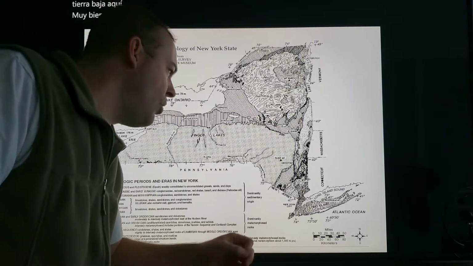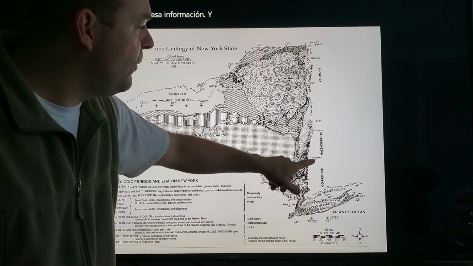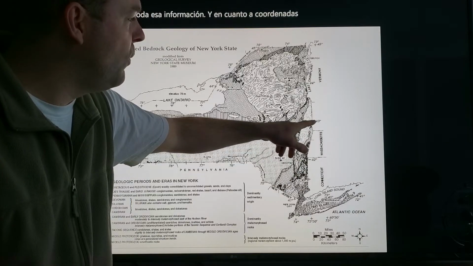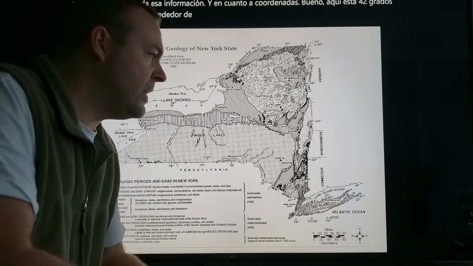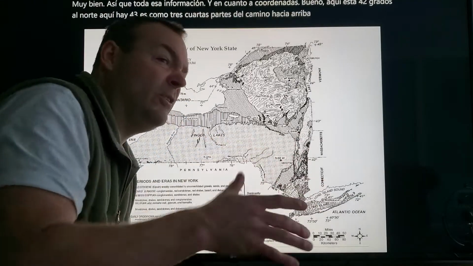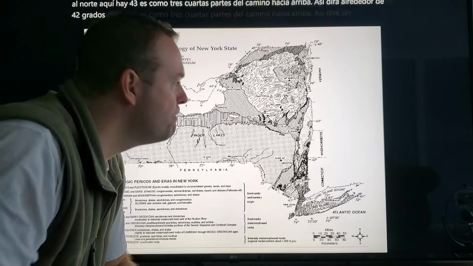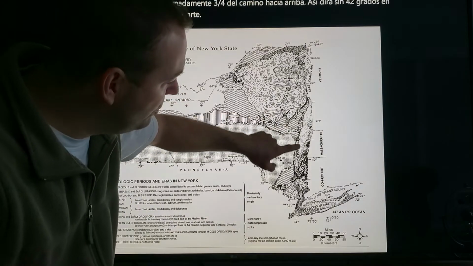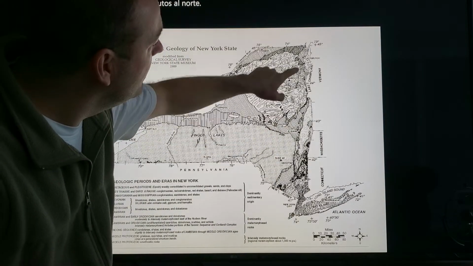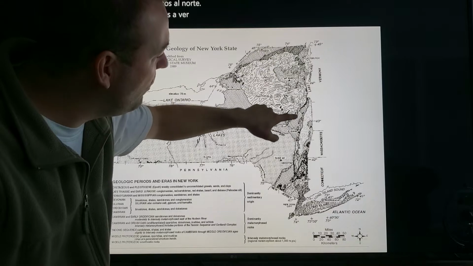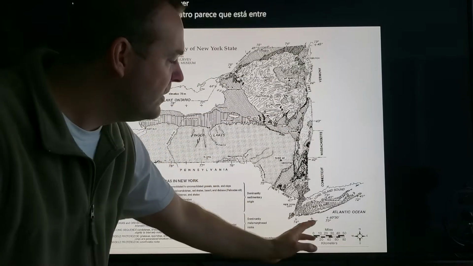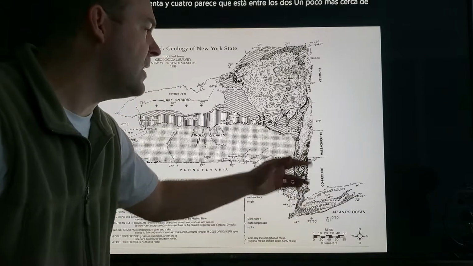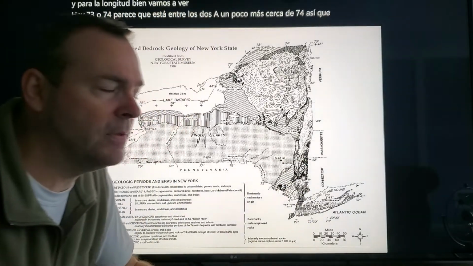And as far as coordinates, well, here's 42 degrees north. Here's 43. It's about 3/4 of the way up. So we'll say about 42 degrees and roughly 45 minutes north. And for longitude, well, let's see. Here's 73, here's 74. It looks like it's in between the two, a little closer to the 74. So 73 degrees and a lot of minutes, maybe 40-something minutes.